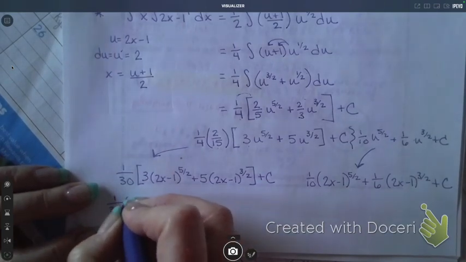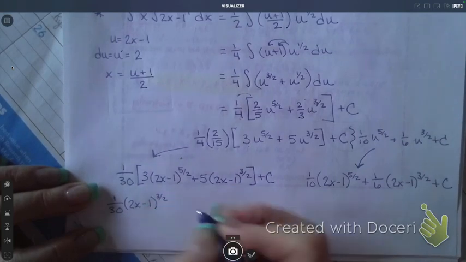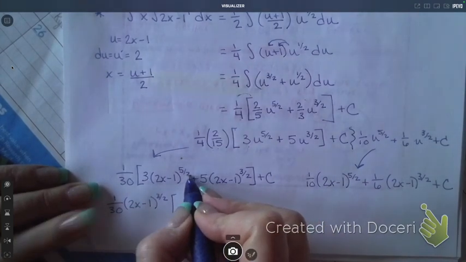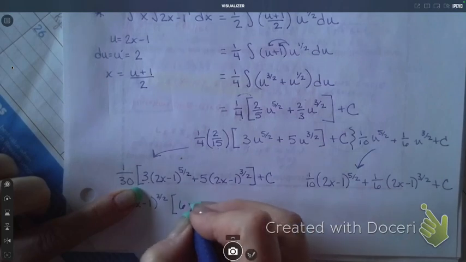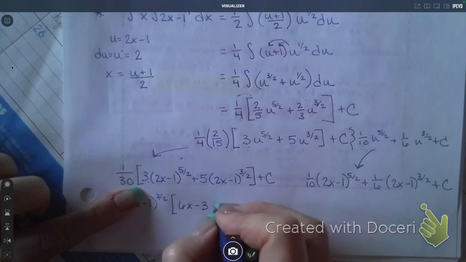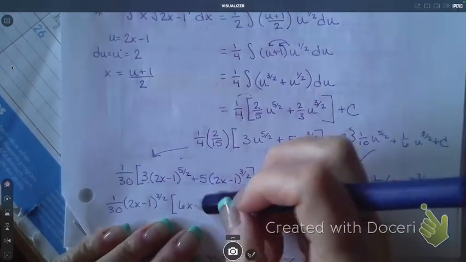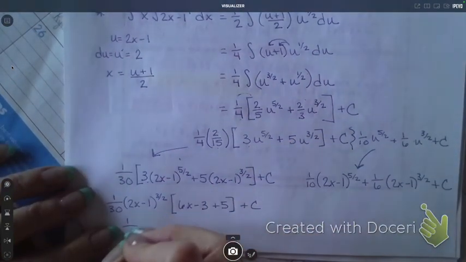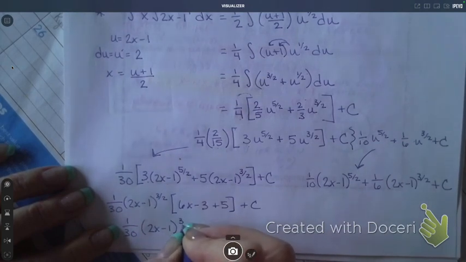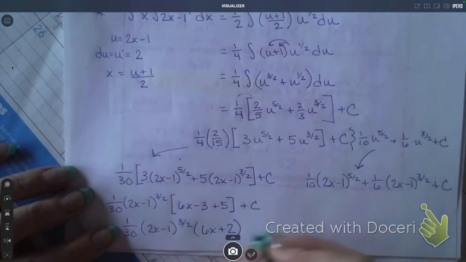1/30 times 2x minus 1 to the 3/2. And then this would be 2/2, which would be 1, yes? So then it would be 6x minus 3 plus 5, plus c. So this would just be plus 2? Yeah. So 1/30, and 2x minus 1 to the 3/2 times 6x plus 2 plus c.